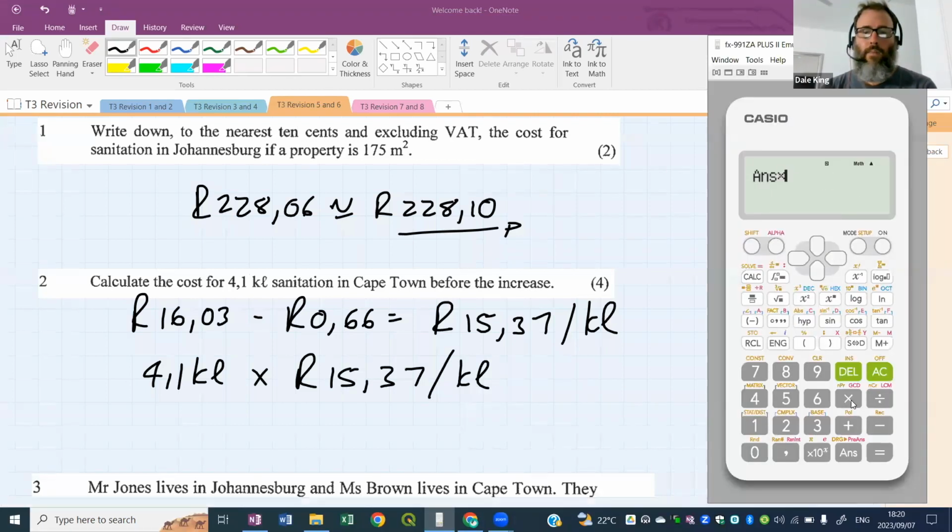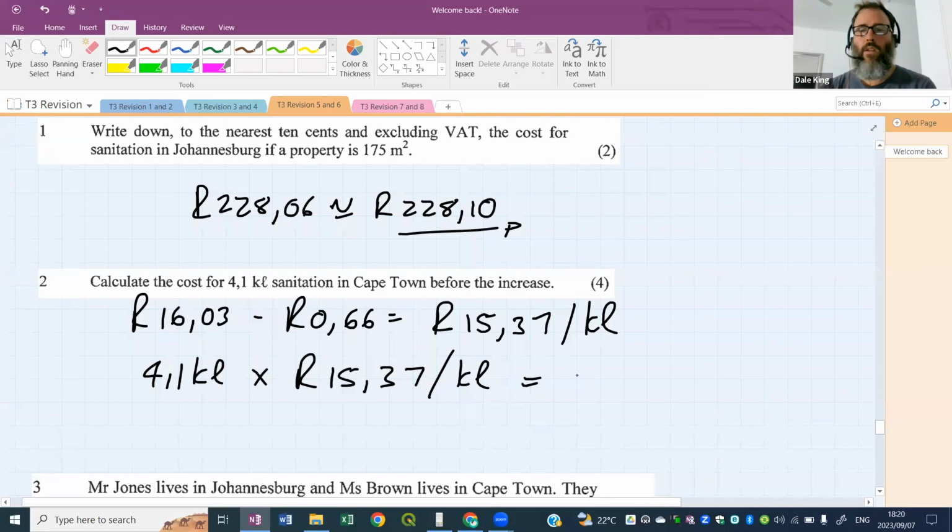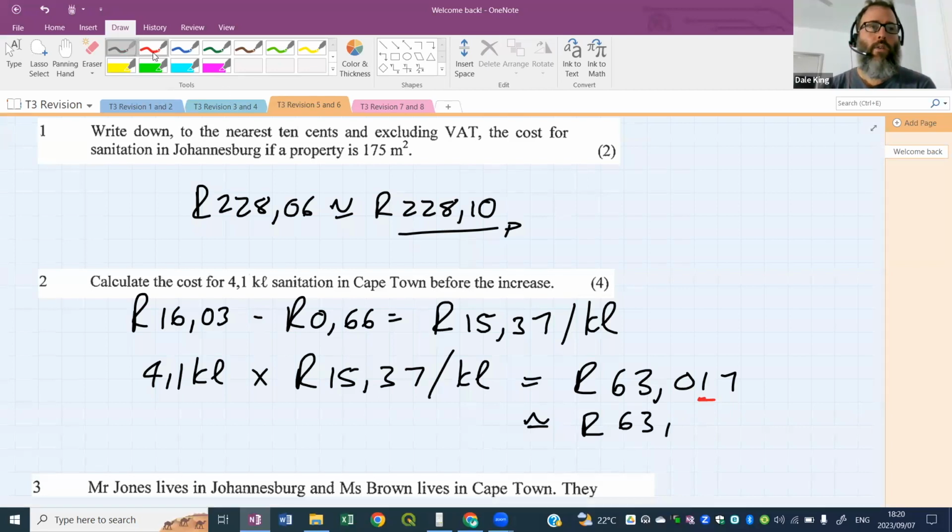That'll give me 63.017. We round that off to 63.02. We're going to 2 decimal places, so we're going to look at the second decimal here, which is the 1. It is 63.02.